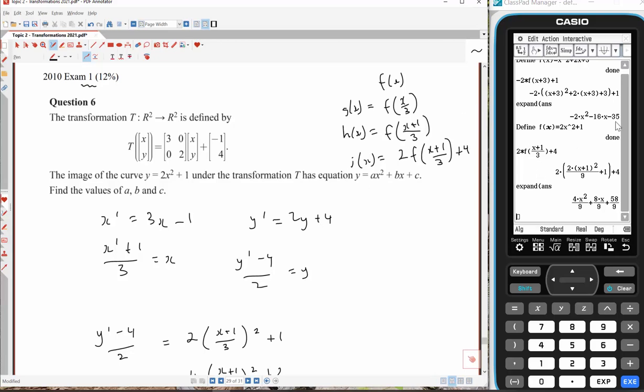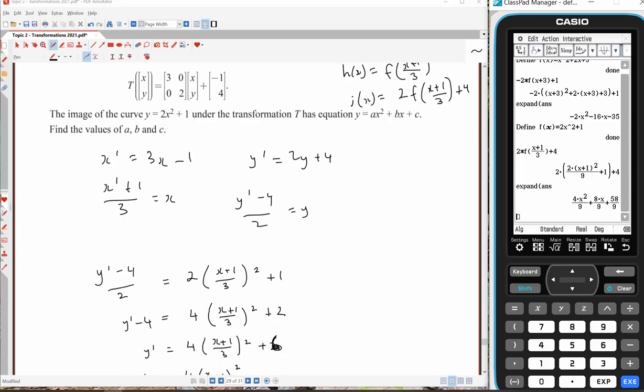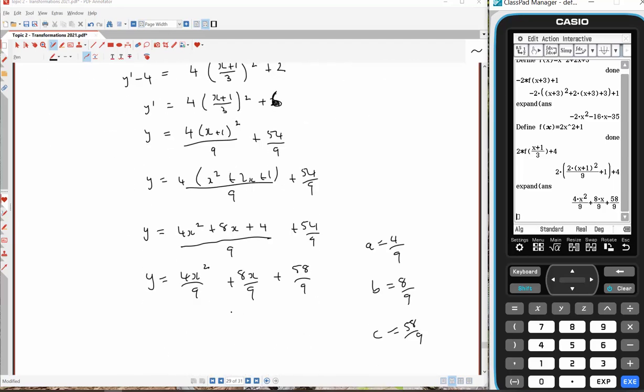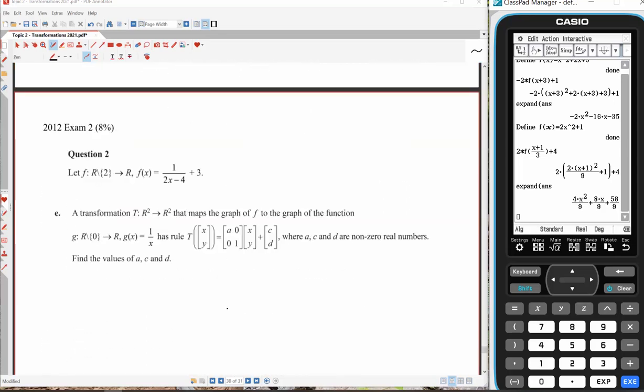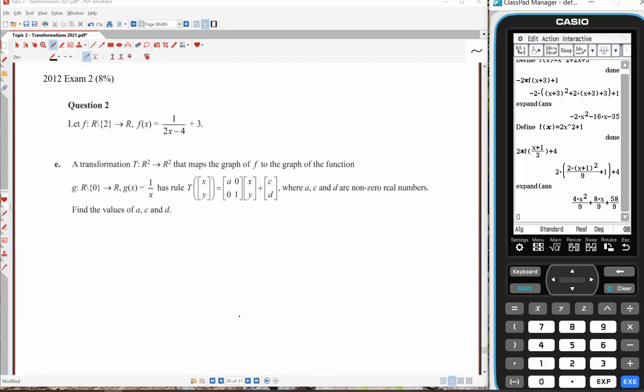So you can see here what I did on the calculator was define that function, do that particular thing to it, get this, expand it, and get my quadratic as well. So two ways of doing it, calculator and the by hand method. I prefer the calculator for the record. Okay, wow. 2012 exam 2, 8% on this one.